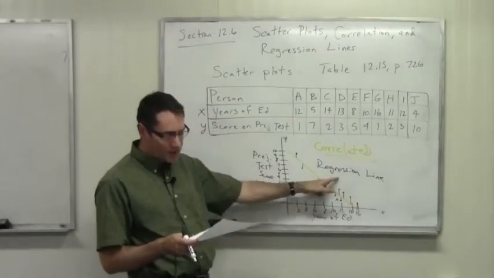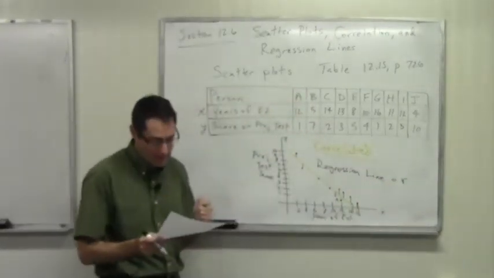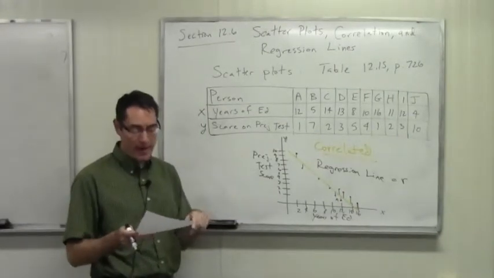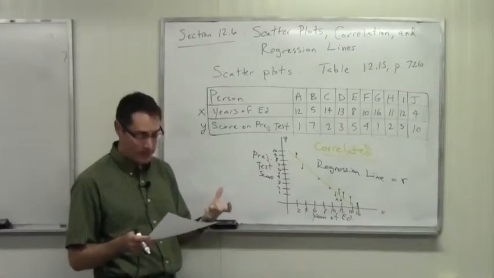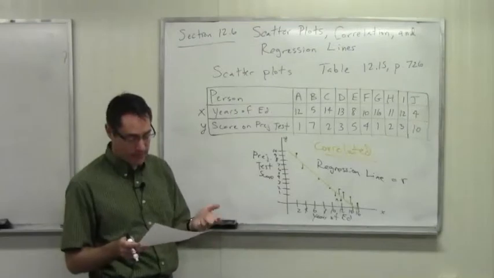The correlation coefficient, we designate it as lowercase r, and it determines the strength and the direction of the relationship between the two values.